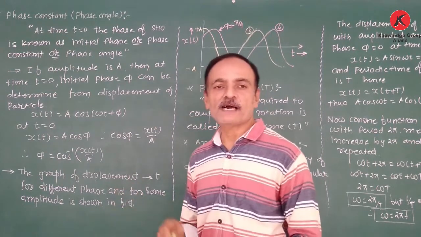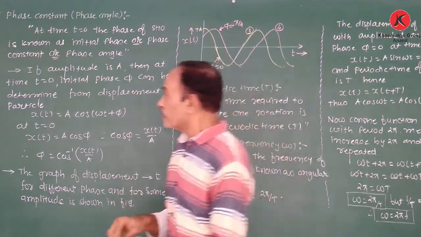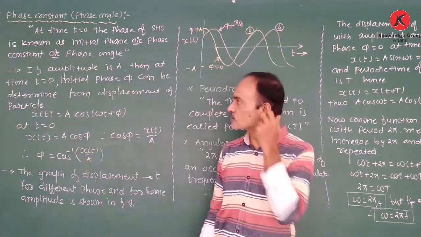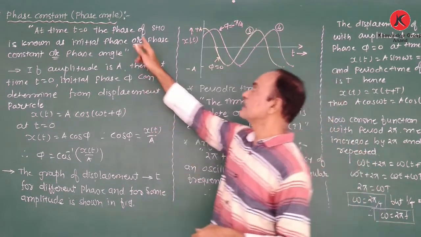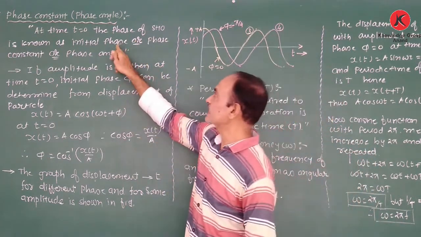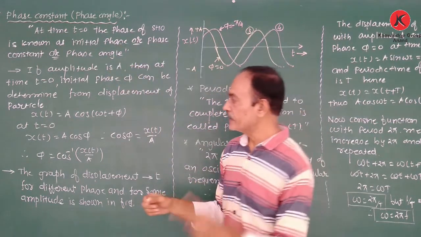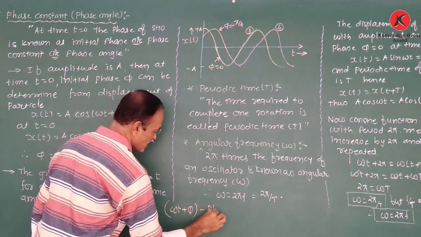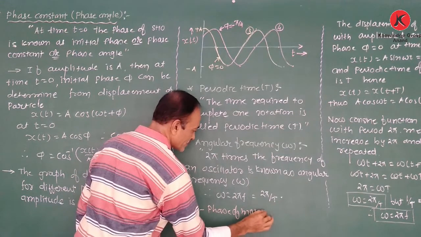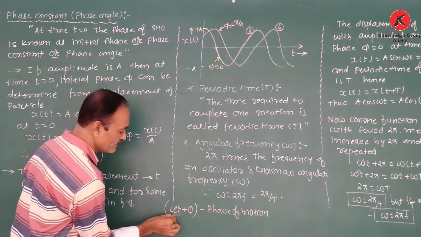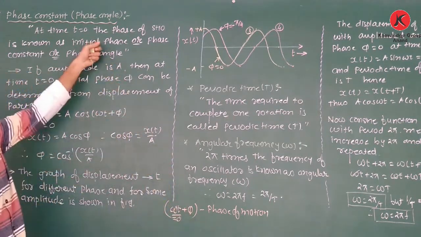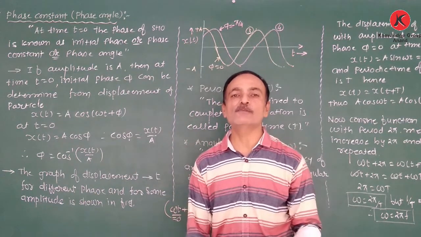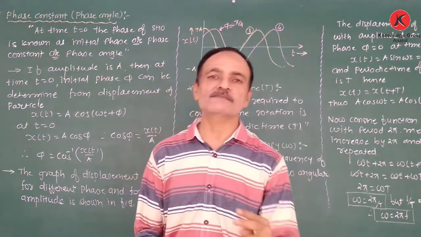Now listen, omega t plus phi is the phase of motion. Now we are going to discuss the phase constant or the phase angle or the initial phase. At time t is equal to 0, the phase of the simple harmonic oscillator is known as the initial phase or the phase constant or the phase angle. Already we discussed that omega t plus phi is known as the phase of motion. If we substitute t is equal to 0 in this equation, this term becomes 0, so phi is obtained. This phi is known as the initial phase or the phase constant or the phase angle. Actually, that represents the initial position of a simple harmonic oscillator which performs simple harmonic motion.